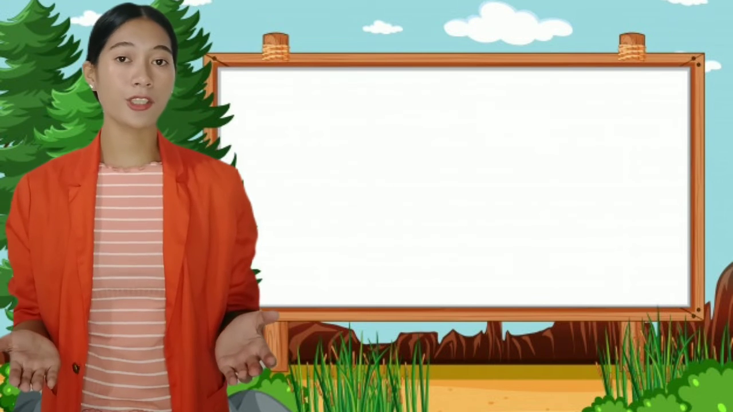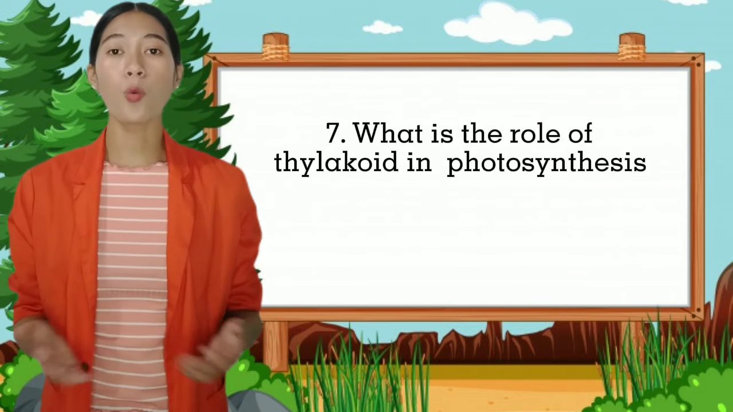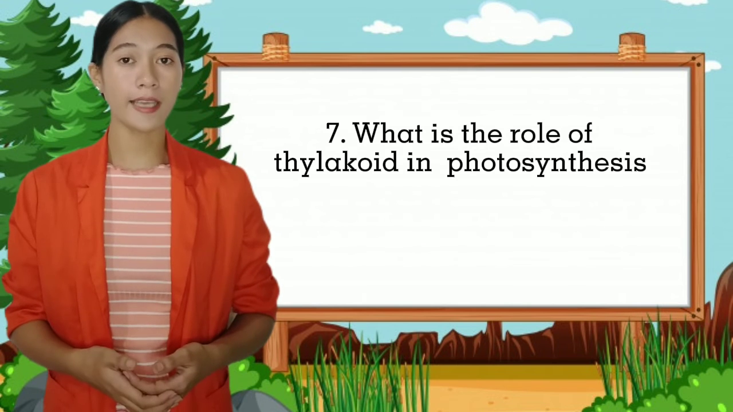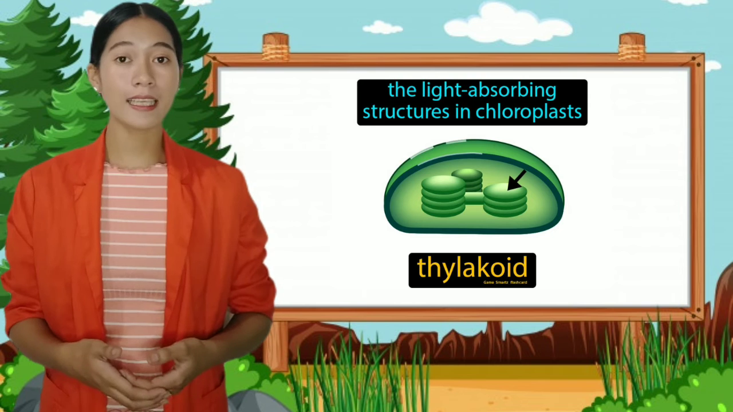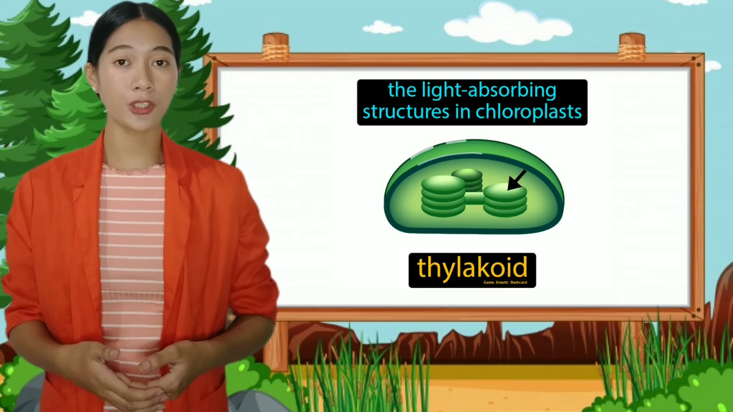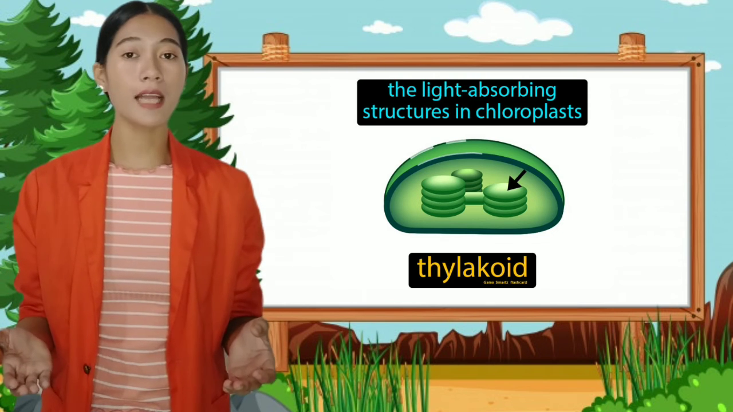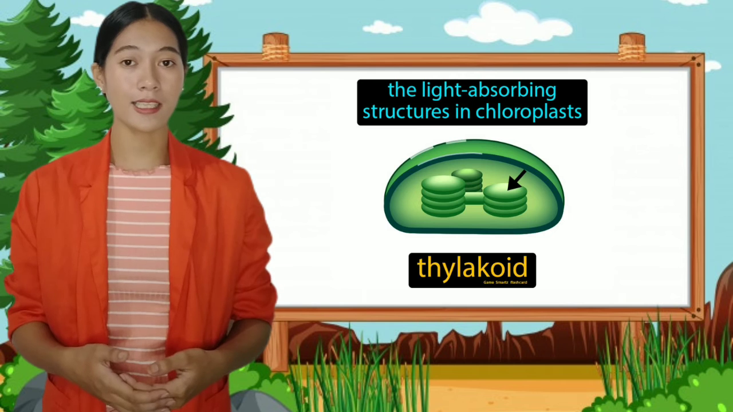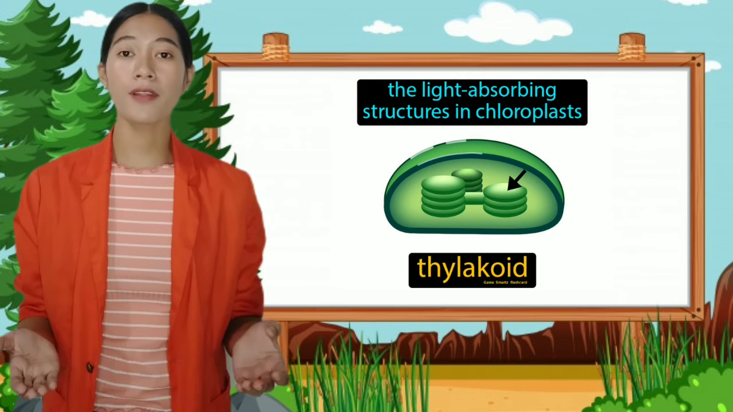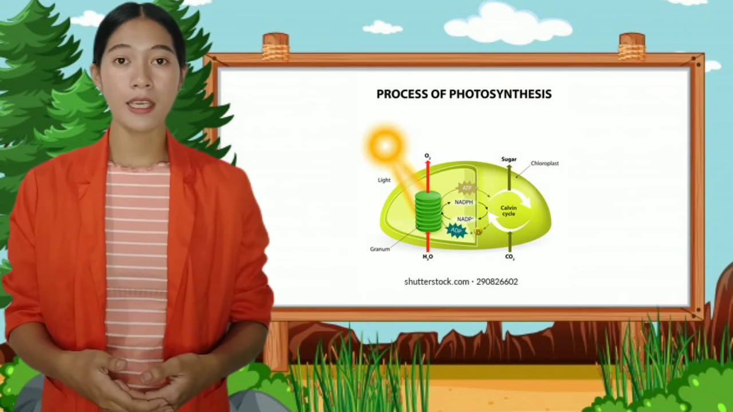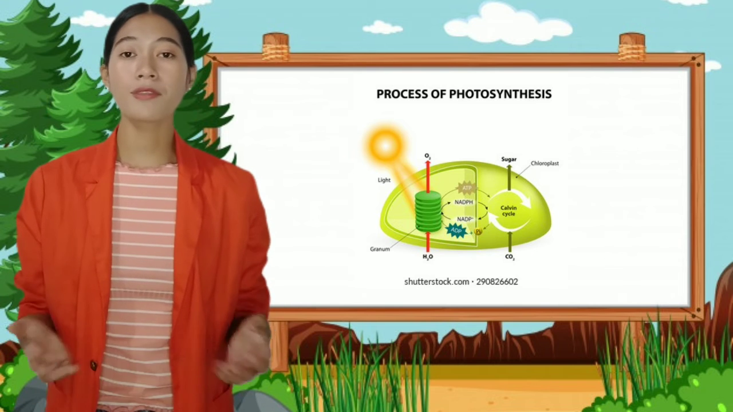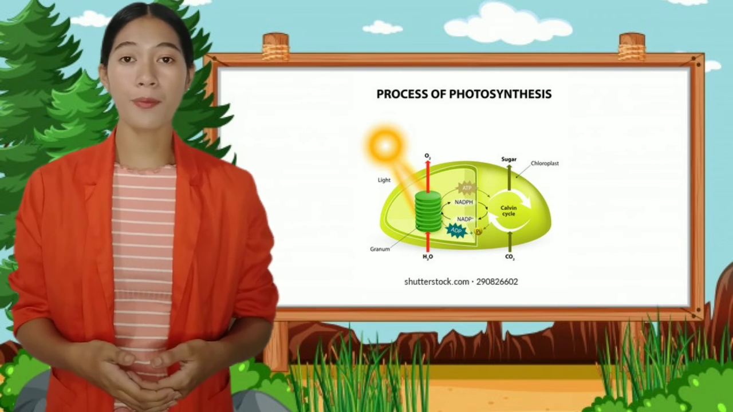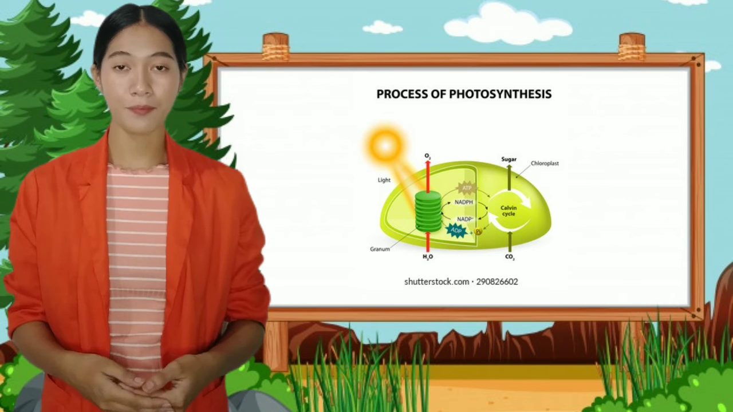And the last question, number 7 is, what is the role of thylakoid in photosynthesis? A thylakoid is a sheet-like membrane-bound structure that is the site of the light-dependent photosynthesis reactions in chloroplasts and cyanobacteria. It is the site that contains the chlorophyll used to absorb light and use it for biochemical reactions.